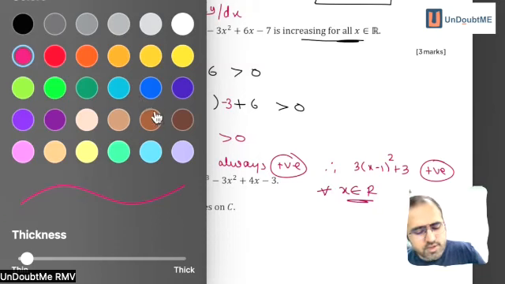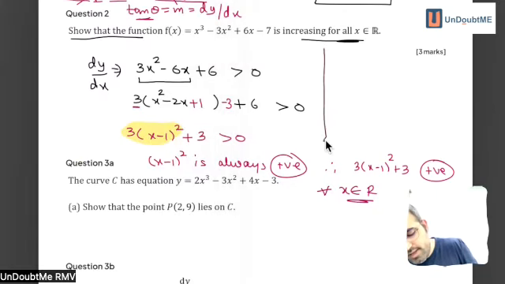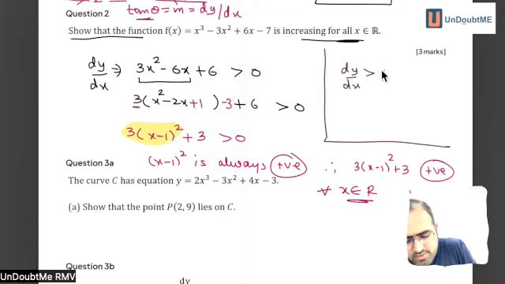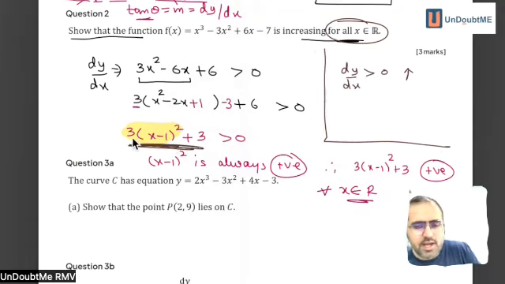So the conclusion is, till now in both the questions, we have seen that dy by dx, if it is greater than 0, then the function is increasing. When they say show that this is increasing for all values of x, it means they want us to prove it as always increasing. It means we have to prove that this expression which we get after differentiation is always a positive expression. Indirectly they want us to prove that only.